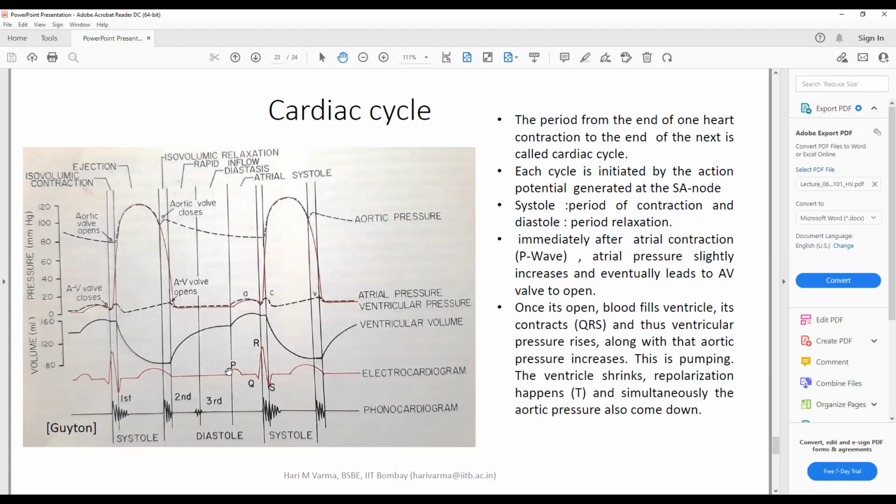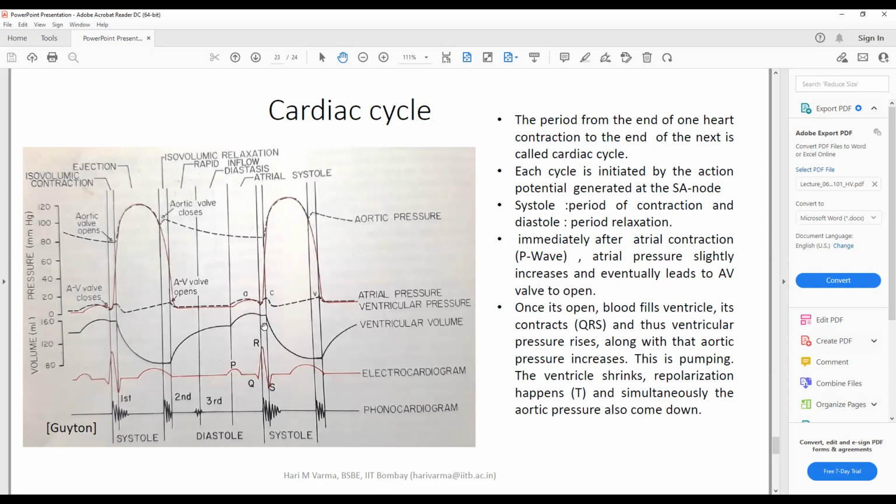So this pressure increases just after the P wave. Then what happens? The ventricle will not work at that time because the ventricle will get the signal after a delay. So after some time, the ventricle will get the depolarization signal at Q. The moment Q comes, you can see that the depolarization is going to happen for the ventricle. That's why the QRS complex comes. At that time the ventricle has to contract.